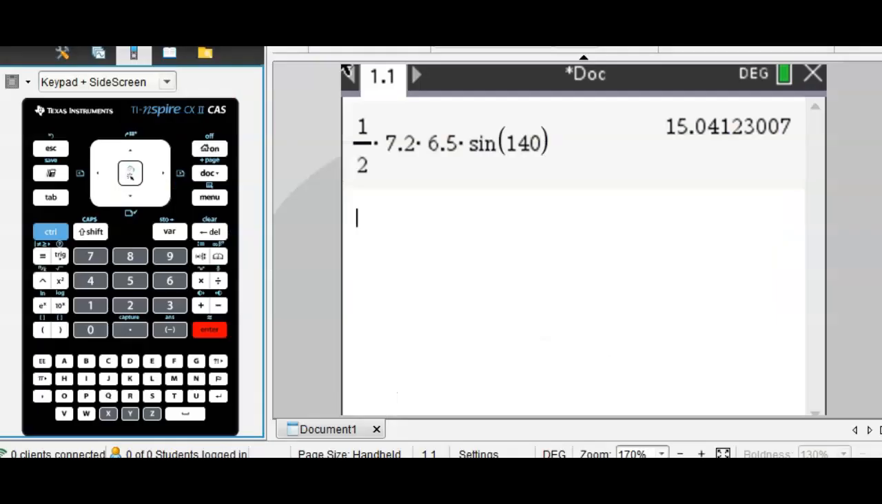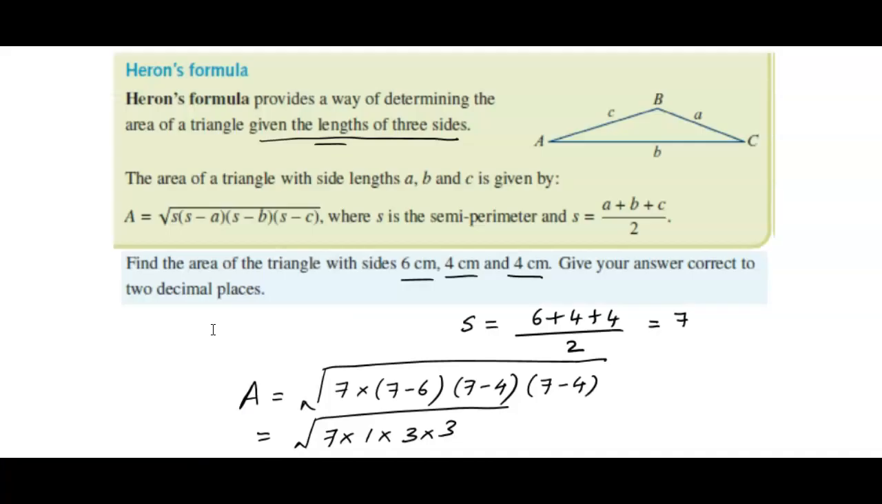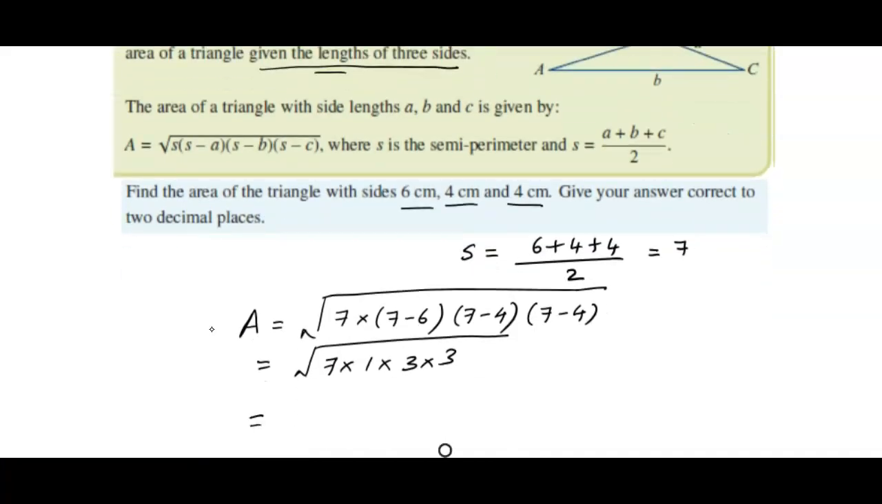So if we put that in our calculators, the square root of 7 times 1 times 3 times 3, and control enter, giving us in the form of a decimal, the area of the triangle is equal to 7.94 centimeter squared, correct to 2 decimal places as they have requested in the question. It's really critical that we enter the units as well, given that they've given us the units as centimeters in the question.